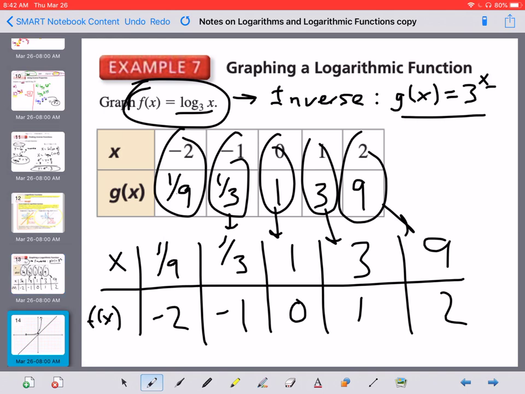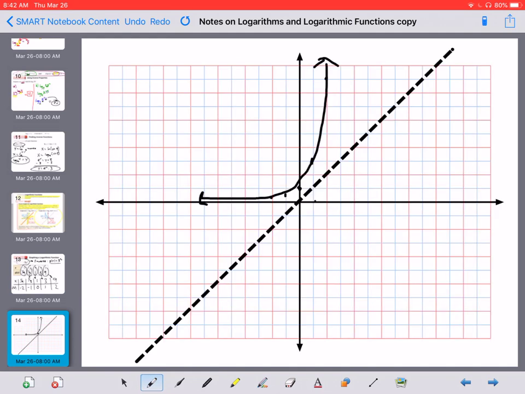Let's go ahead and graph these. I'll graph the easy ones again first. So I got 1, 0, right there, 3, 1, here, 9, 2, right there. And then the other ones, a third and negative 1, so like right there. And it's going to get really close to that y-axis, but not going to touch it. And there it is.